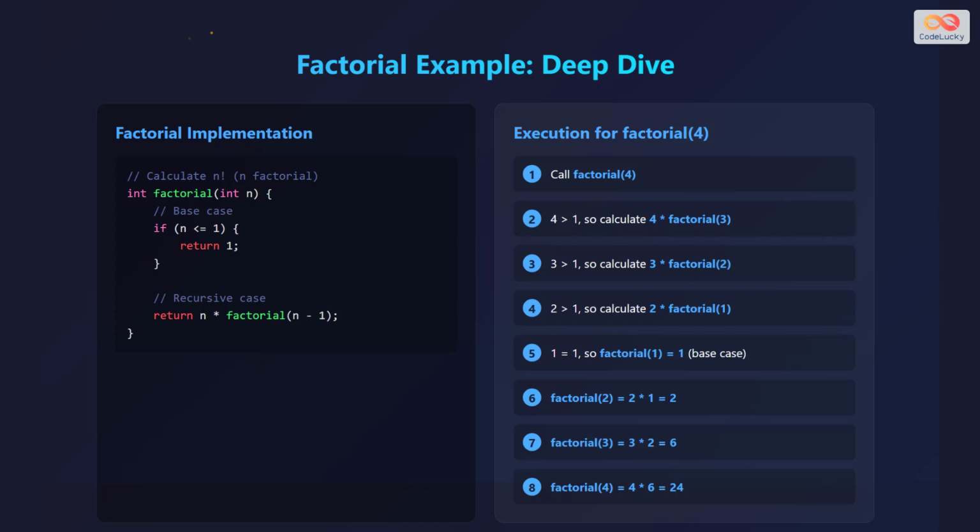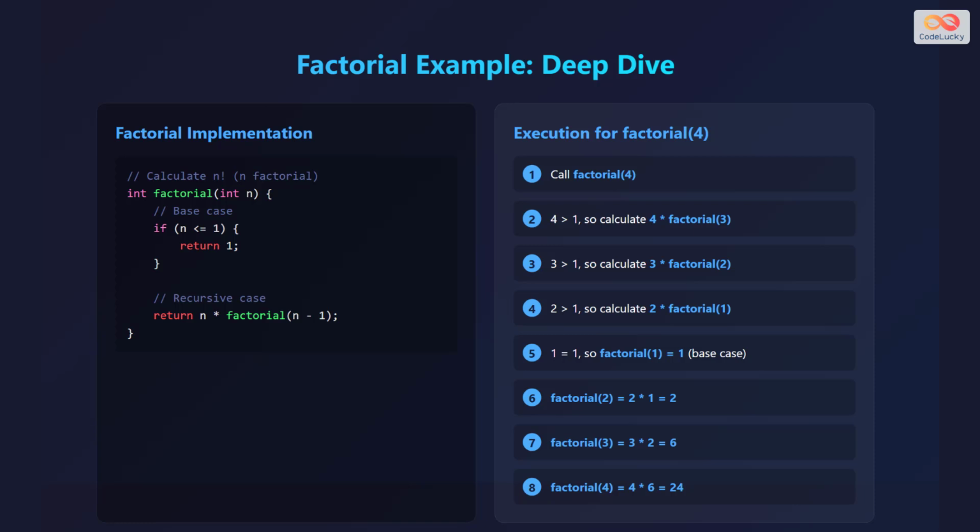Now, let's consider the execution of factorial 4. First, we call factorial of 4. Since 4 is greater than 1, we calculate 4 multiplied by factorial of 3. Then, since 3 is greater than 1, we calculate 3 multiplied by factorial of 2. Then, since 2 is greater than 1, we calculate 2 multiplied by factorial of 1. Now, since 1 is equal to 1, factorial of 1 returns 1, which is the base case.